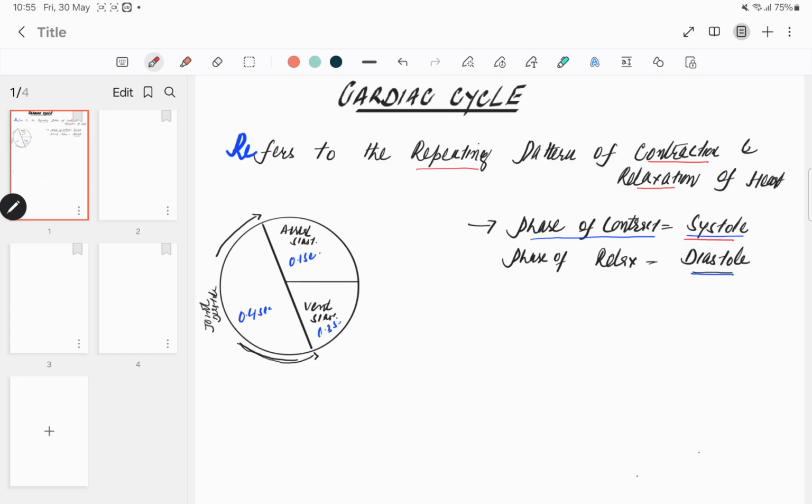You may have heard these words whenever we are measuring the blood pressure of any person or patient; we are using systole and diastole. So systole is the contraction and diastole is the relaxation of the heart.